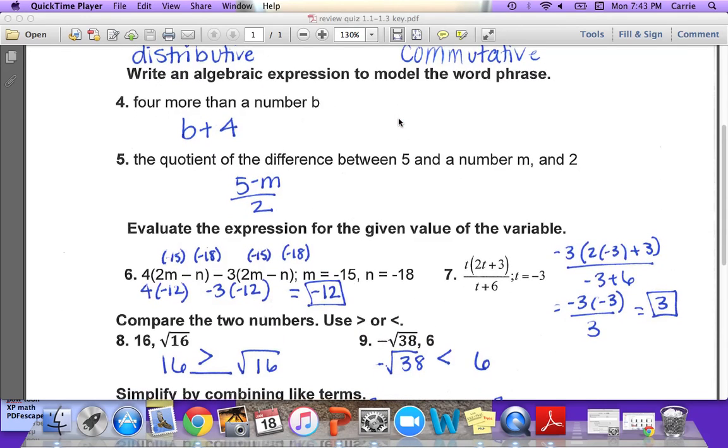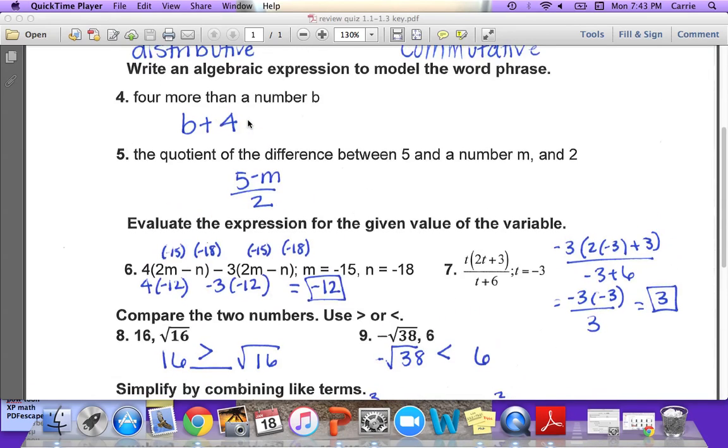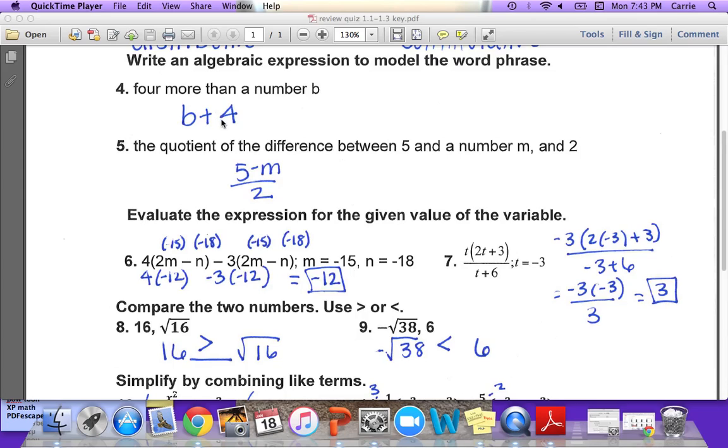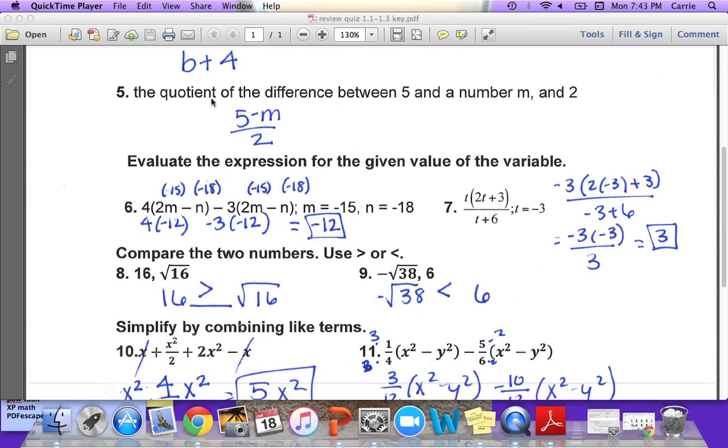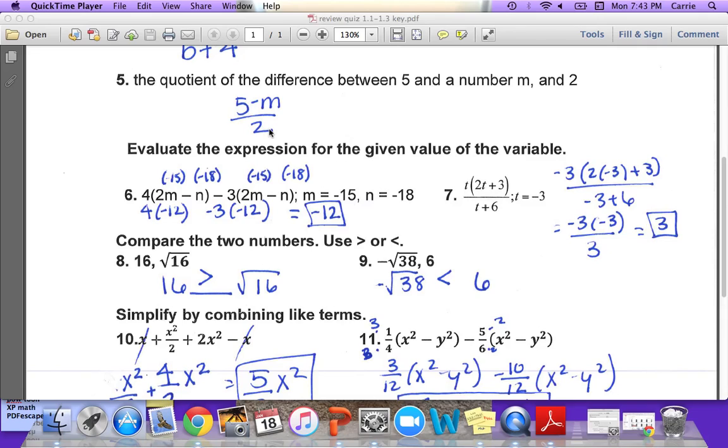When you're writing an algebraic expression to model the word phrase for number 4 and 5, make sure you remember what more than, less than, greater than, the difference, and the quotient mean, and what number or letter they are talking about. For more than a number b, b would be your number, and we're adding 4 to it. For 5, the quotient of the difference between 5 and a number n, so the difference between 5 and that number, and 2. The and part is always the number that goes on the bottom of your fraction.